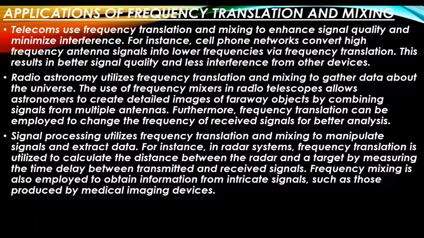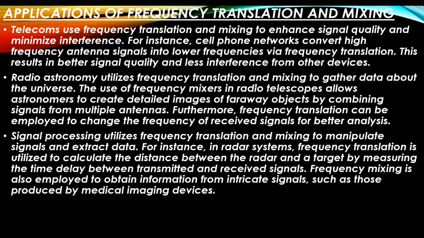Radio astronomy utilizes frequency translation and mixing to gather data about the universe. The use of frequency mixing in radio telescopes allows astronomers to create detailed images of faraway objects by combining signals from multiple antennas. Further, frequency translation can be employed to change the frequency of received signals for better analysis.